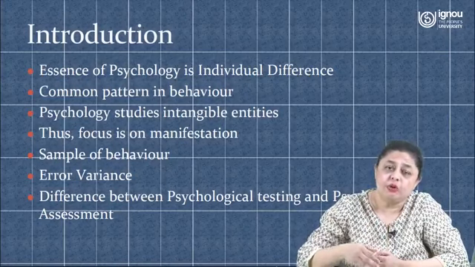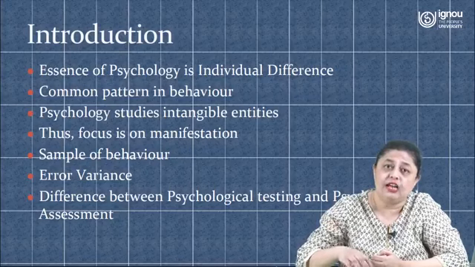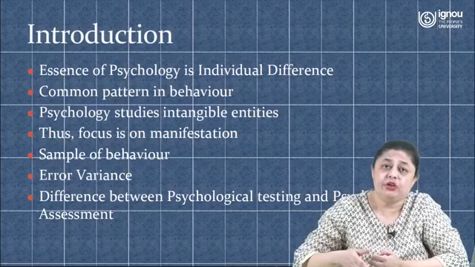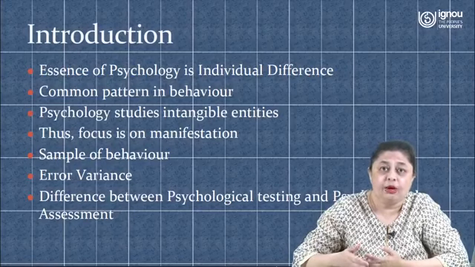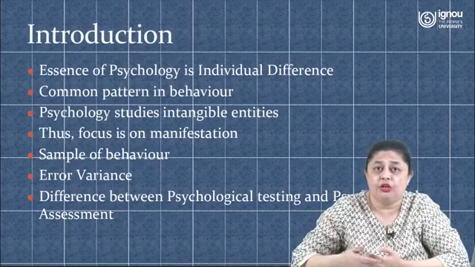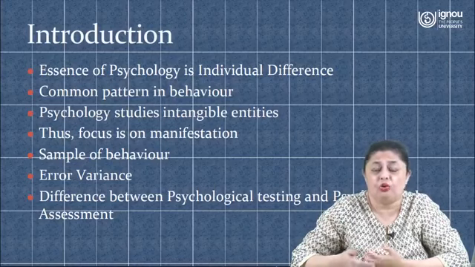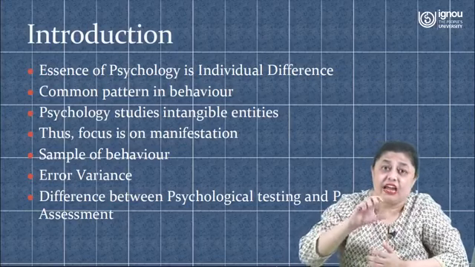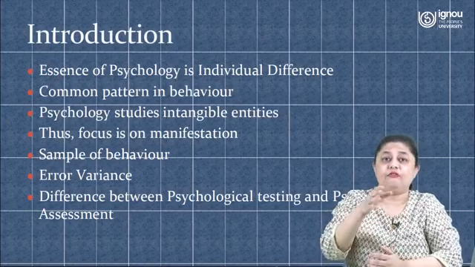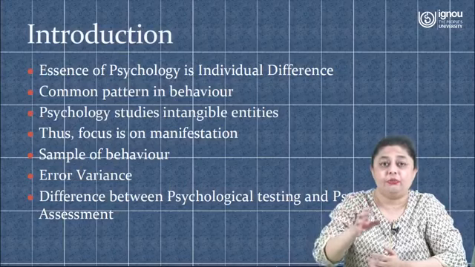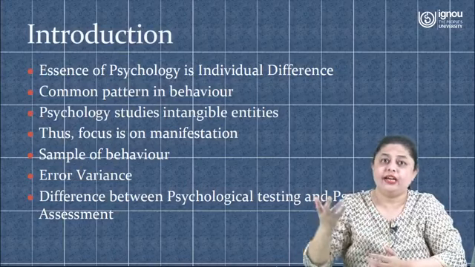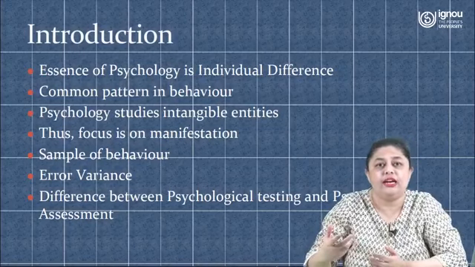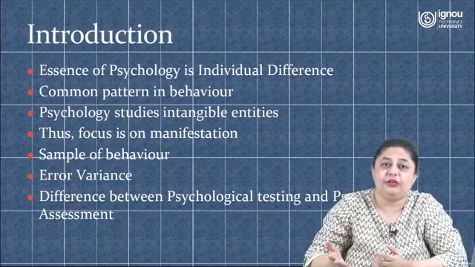Why? Because it is possible that the learner has scored fewer marks in the final examination, not because he or she is not good at academics, but probably something happened at home, or the learner was not well or could not study due to some other reason. So look at this. There are high chances of error variance when you take just final examination marks as an indicator of academic achievement. So definitely for academic achievement, there should be a much stronger indicator than just final examination marks.